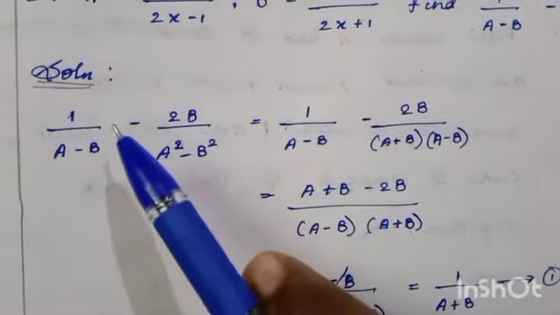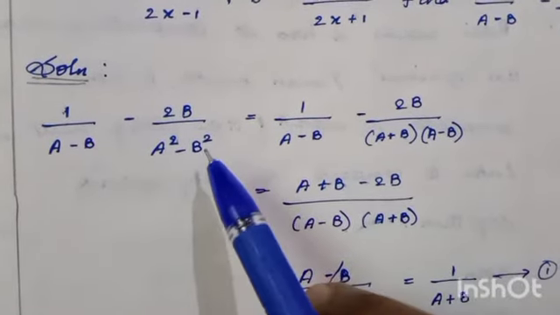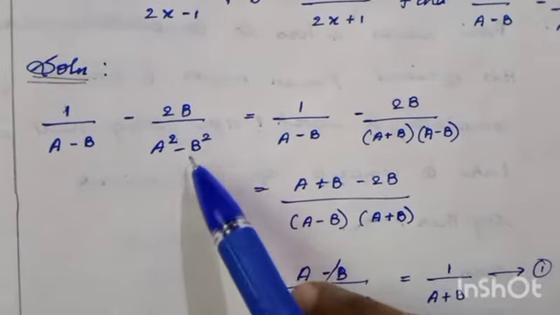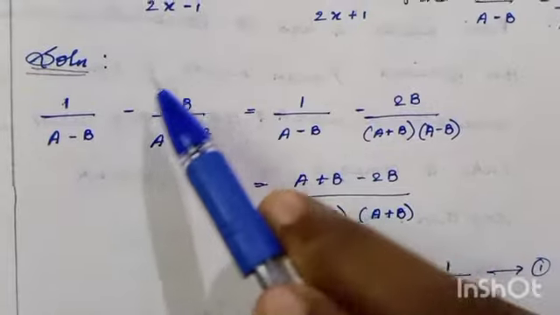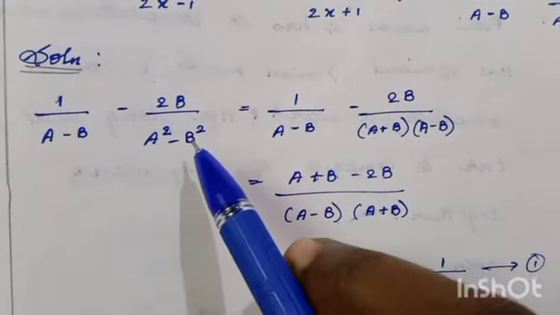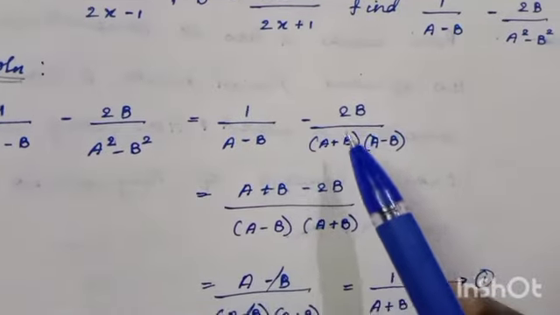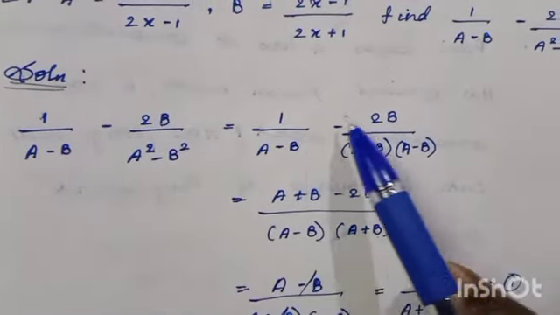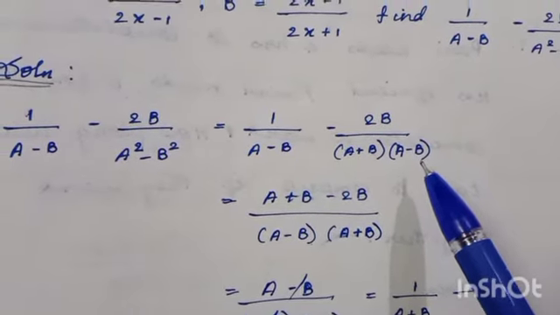Students, first you have to consider a value, b value is given. We want to find 1 by a minus b minus 2b by a square minus b square. First you have to simplify this. Now, how do you make a simplification? Find an LCM for the denominators.